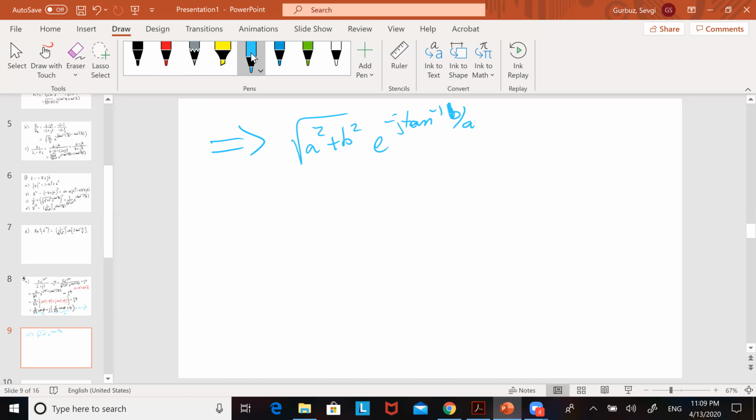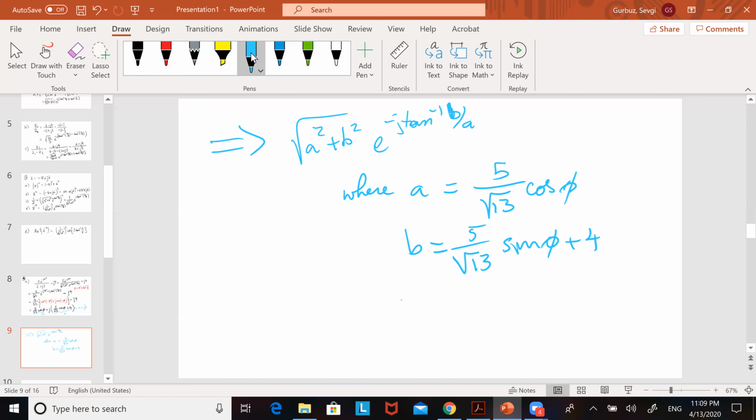And you can leave your answer in this form and just write, where a is defined as what? 5 divided by square root of 13 times the cosine of phi. And then you would say b is equal to what? 5 divided by the square root of 13 times the sine of phi plus 4. And then, of course, you have to define phi. So you would write phi, and you would just remind me that you've already calculated it, and that phi is equal to 30 degrees plus the tangent inverse of 3 divided by 2. And now you've expressed your answer, but you've avoided having to go through all of these calculations.